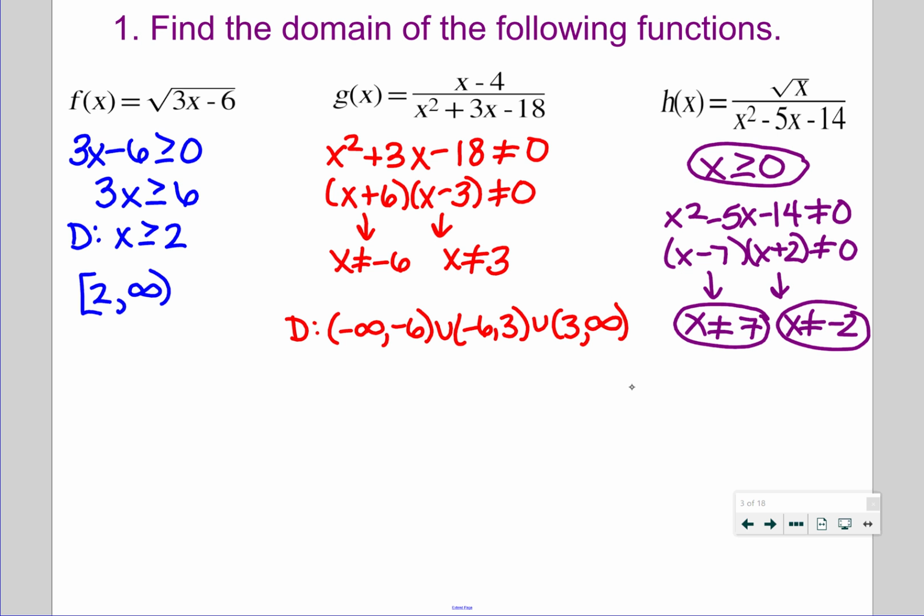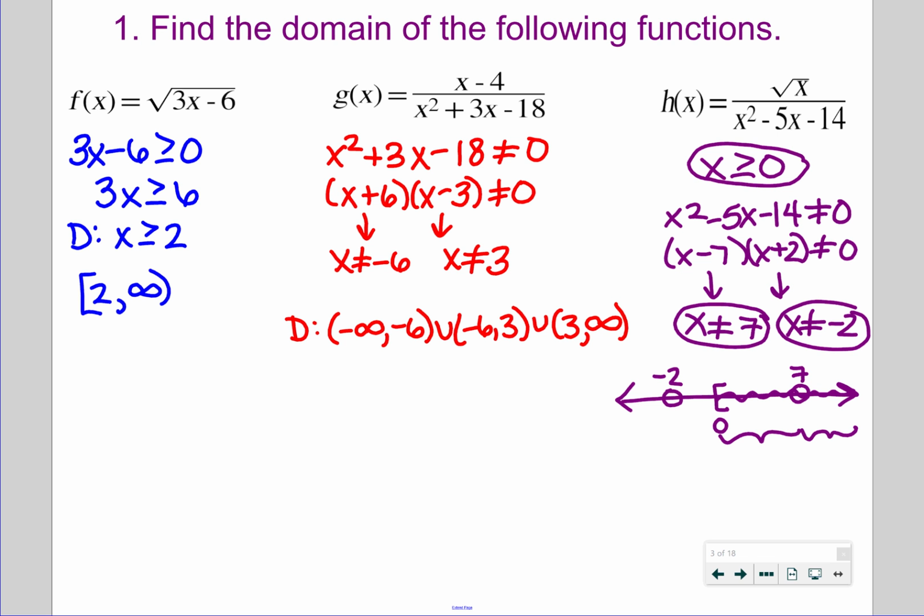X must be greater than or equal to 0, so I'm going to graph that on a number line first here to be able to kind of visualize it. So that would be 0 and everything above it. X cannot equal negative 2, which actually is not in our domain anyway, so that doesn't affect anything. And x cannot equal 7, so we will have an open circle at 7, which means the numbers in my domain are in two groups, between 0 and 7 and 7 to infinity. So putting that in interval notation, my domain would be 0 to 7, 7 with the parentheses, and then 7 to infinity.